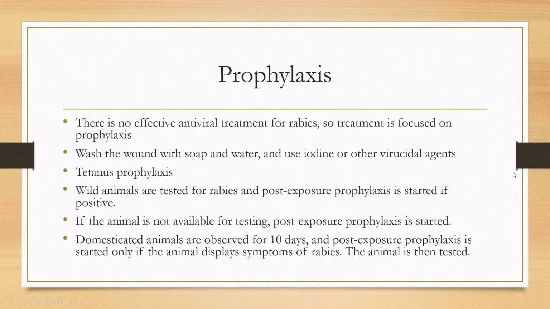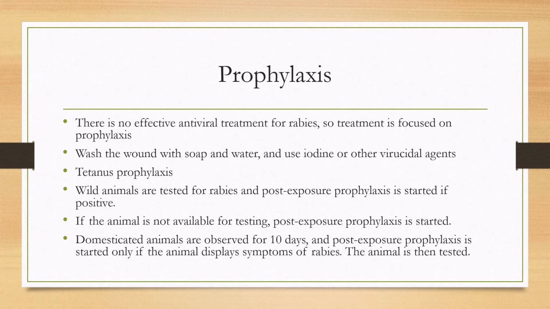Because there is no effective antiviral treatment for rabies, the treatment is focused completely on prophylaxis. So first, after an animal bite, wash the wound with soap and water, and you can use virucidal agents such as iodine. Tetanus prophylaxis should also be considered.